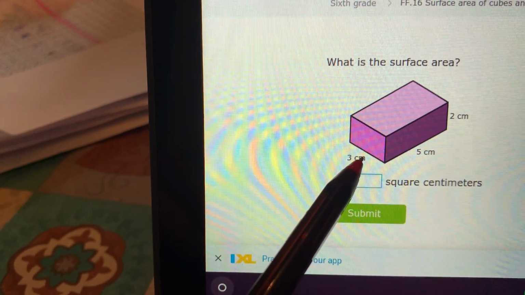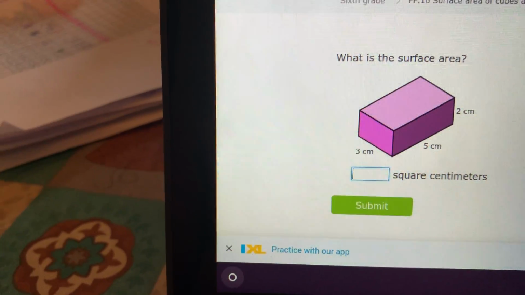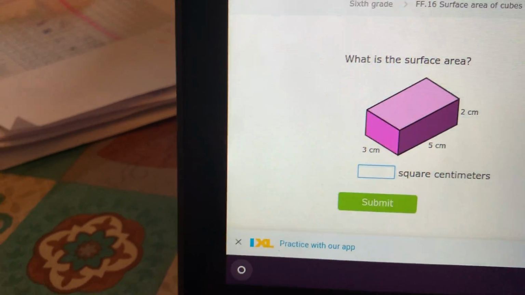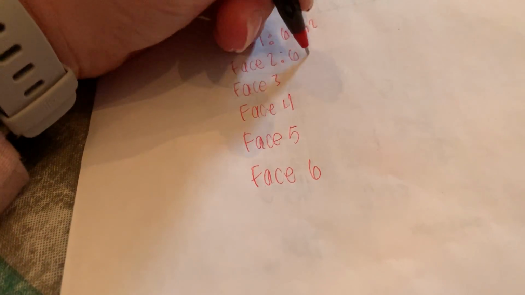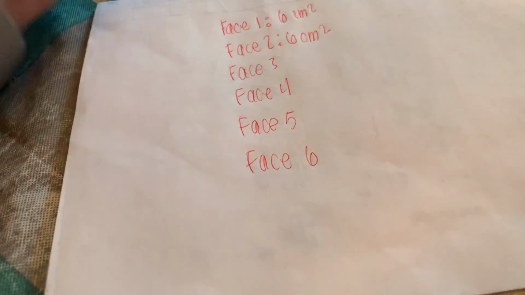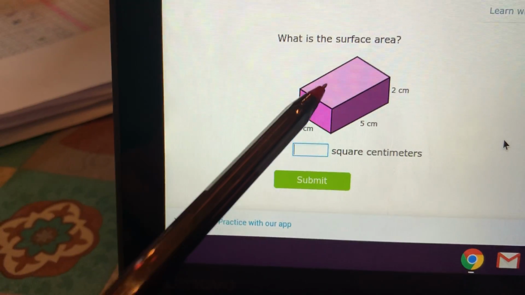And as we talked the other day, the back, the side that is opposite of this, will also be the same. So for face 2, I'm going to also write 6 centimeters squared. Okay. Now I'm going to jump to the top here.